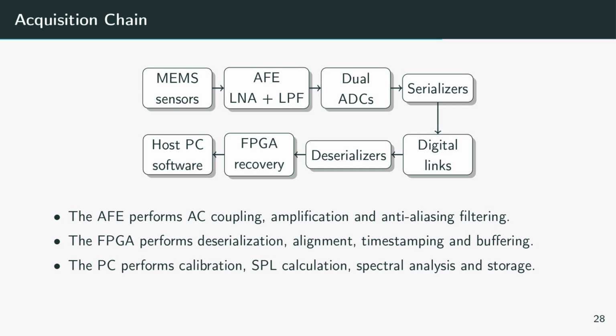After that, the conditioned signals are digitized locally using dual-channel ADCs. This is one of the key decisions of the design. Instead of sending weak analog signals through long cables, we digitize them close to the sensors. Then, the digital data is grouped by serializers and transmitted through digital links to the remote DAQ. On the DAQ side, the deserializers recover the streams, and the FPGA reconstructs the original synchronized channels. Finally, the host PC performs calibration, SPL calculation, spectrum analysis, and data storage.